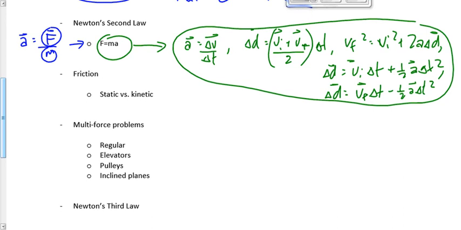Static versus kinetic friction. Static friction, remember, is that force of friction that keeps an object from beginning to move. And kinetic friction is the force of friction that acts on an object that's already moving. So this is the force that acts on an object at rest. This is the force that acts on an object that's moving. And we know that static friction is the weird one. It's the strange one. And it's the strange one because it's the one that varies.